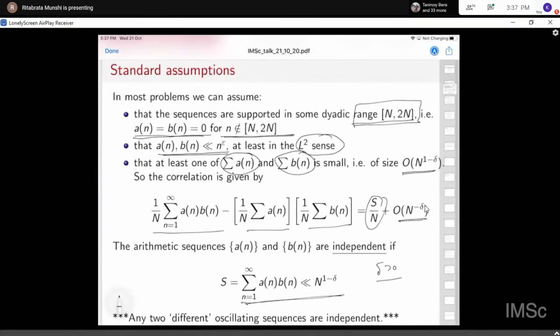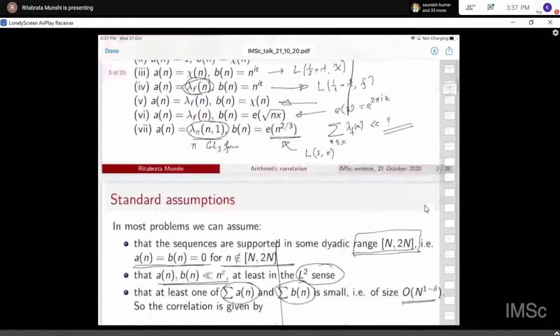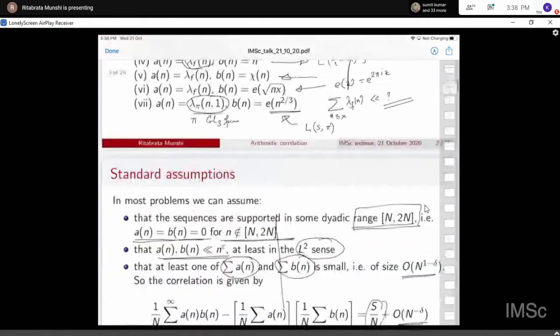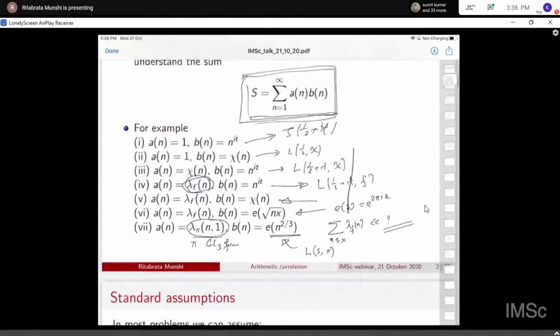Basically the philosophy is, if you believe in Riemann or Lindelof, that if you have two arithmetic sequences which are coming from two different sources, then they're supposed to be independent, if they're oscillating. So you'll expect something like this if they're coming from two different sources, like we have over here. And actually, the Riemann hypothesis would say that Sn, if n is of size capital N, should be bounded by N to the power 1/2 plus epsilon.